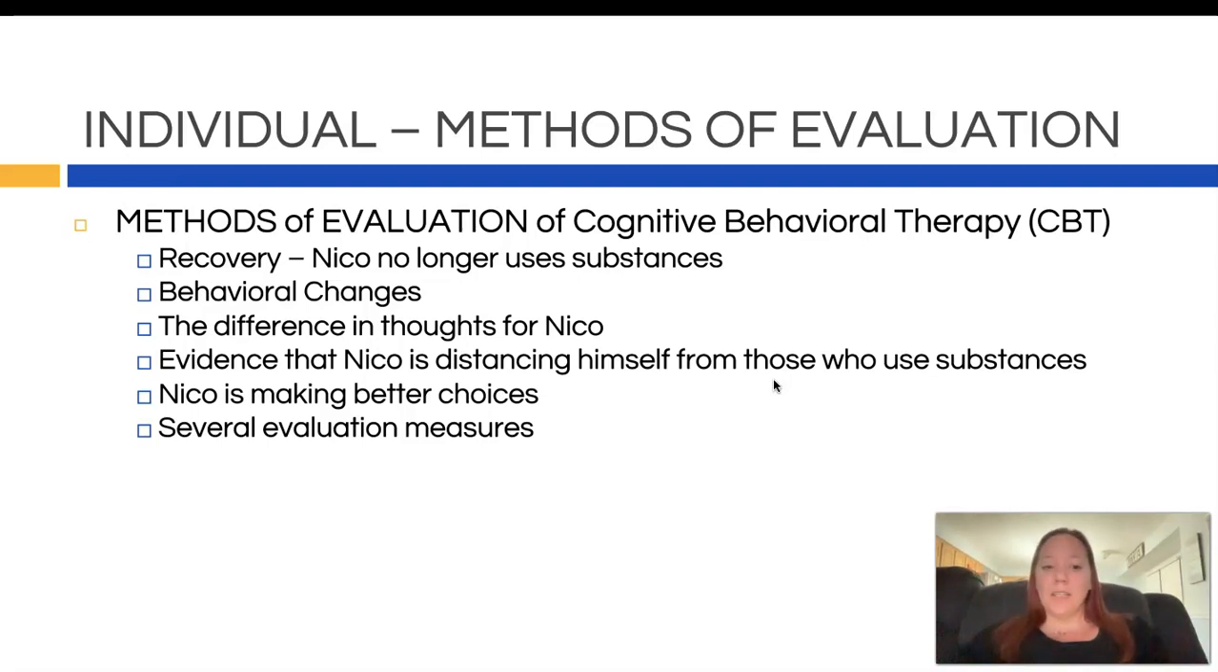There's also evidence that Nico is distancing himself from those who use substances. He's making better choices. He's making positive choices. He's just overall having a better positive thought process. And there are several evaluation measures. You can also redo the measures that we did in the intake to kind of see and gauge where Nico's thought process is.